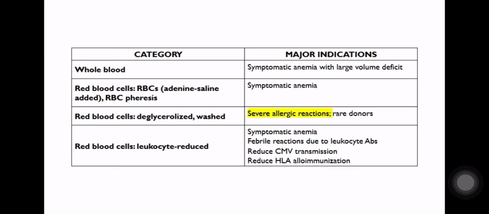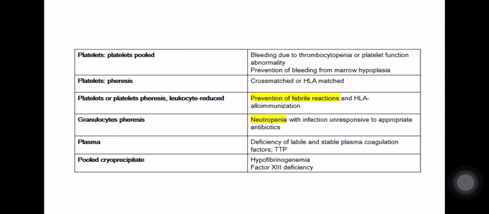Now going to the other blood components and their major indications. Of course, whole blood is used for symptomatic anemia with large volume deficit. Also take note, deglycerolized or washed RBCs for severe allergic reactions. Leukoreduced RBCs are used for febrile reactions. And we also have pooled platelets for bleeding due to thrombocytopenia or platelet function abnormality. Leukoreduced again for prevention of febrile reactions. Granulocytapheresis for neutropenia with infection unresponsive to appropriate antibiotics. Now, pooled cryoprecipitate again for factor 13 deficiency and hypofibrinogenemia.